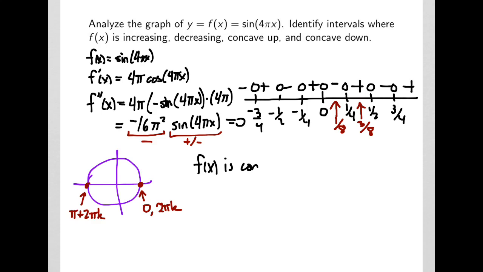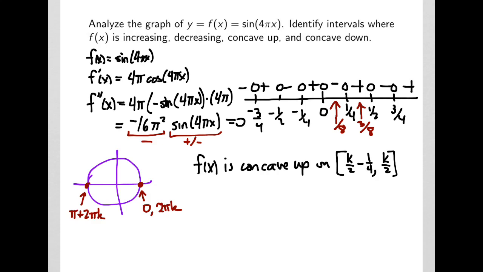So my function f of x is concave up. Notice I'm not saying the second derivative. F of x is concave up on a typical interval. Let's see how we can describe it. The positive ones are all looking like integer halves, and what's on the left. And so I could write they're concave up on k halves minus a quarter to k halves.